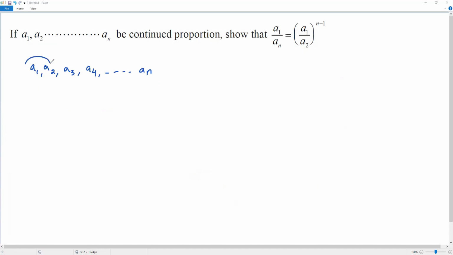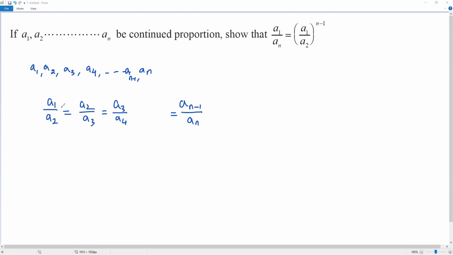Now let me get the ratio of the first two terms. Then we have a1 over a2. Now the ratio of the next two terms, that is a2 divided by a3. The ratio of the next two terms is a3 divided by a4. In this way, we can keep getting the ratio of two consecutive terms along this sequence. At last, we'll get a(n-1) divided by an, because for an, the previous term will be a(n-1). Since all these terms are in continued proportion, the ratios I got over here must be equal.